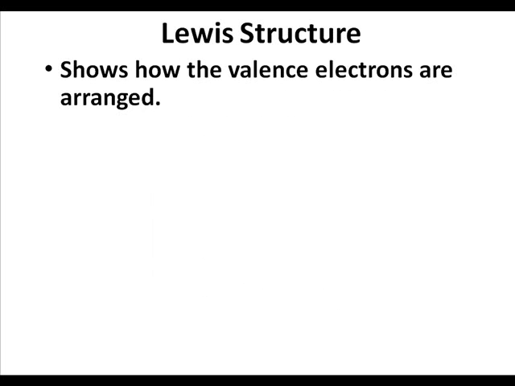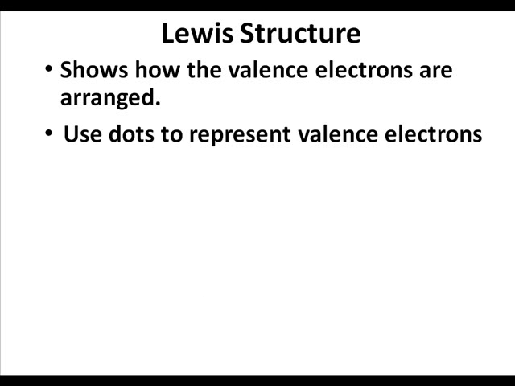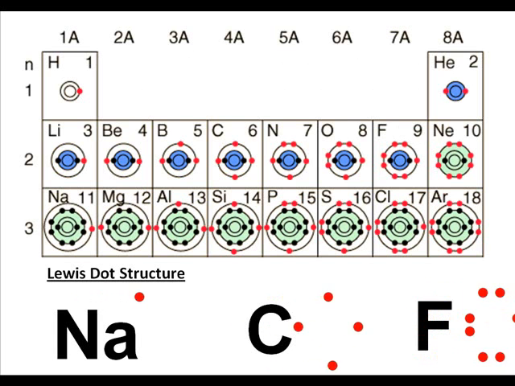How does it work? Well, the Lewis dot structures show only the outside valence electrons and show how they're arranged. And as you might suspect, there are dots, actual physical dots, used to represent these valence electrons. What you see happening here is the sodium has one dot on the outside, and if you look up at the periodic table, you will notice there's one valence electron in that location.